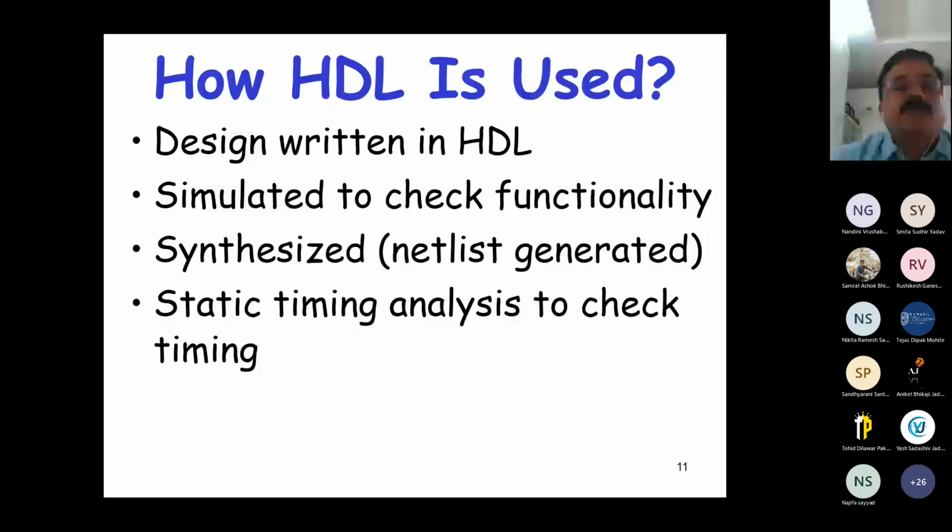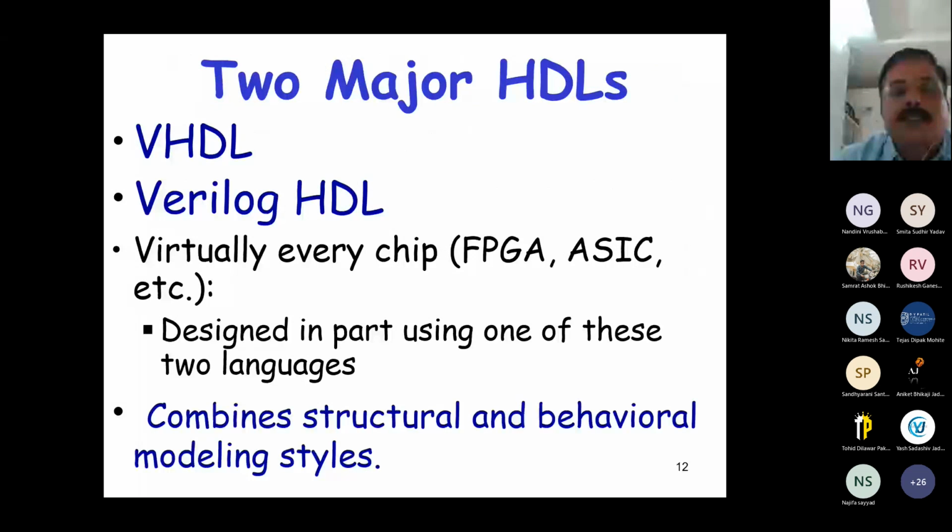There are two major hardware description languages. One is VHDL, which stands for very high speed integrated circuit hardware description language, and the second one is Verilog HDL. So the VLSI systems, or the systems which make use of devices like FPGA or ASIC or CPLD, are designed in part using one of these two languages, that is either VHDL or Verilog. So it combines the structural and behavioral modeling styles. We are concerned with Verilog HDL. So our focus is on Verilog HDL.